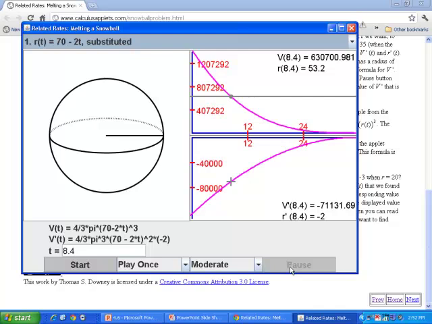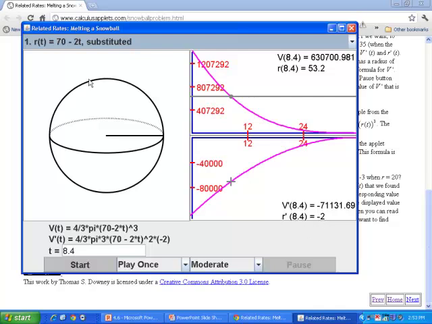Now, I'm going to play this applet, and you can see that over time this snowball is getting smaller and smaller because it's melting. We have time 8.4, so 8.4 seconds later, the volume of our snowball is 630,000. The radius is 53.2 units. The rate that our volume is decreasing is negative 71,000, and the rate at which our radius is decreasing is negative 2.